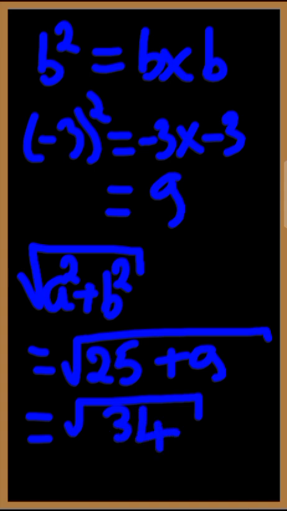The square root of 34 is irrational. It is simply irrational because it is not a rational number. So we are just going to leave it in this form as the square root of 34. Therefore, the square root of a squared plus b squared is simply equal to root 34.